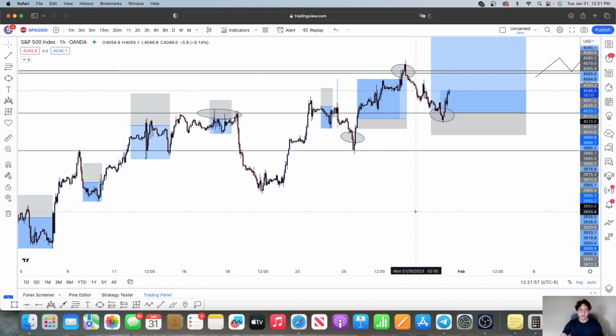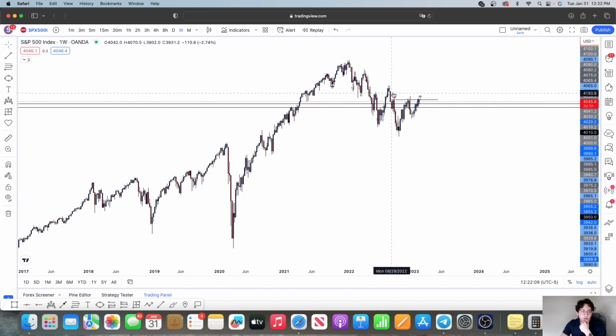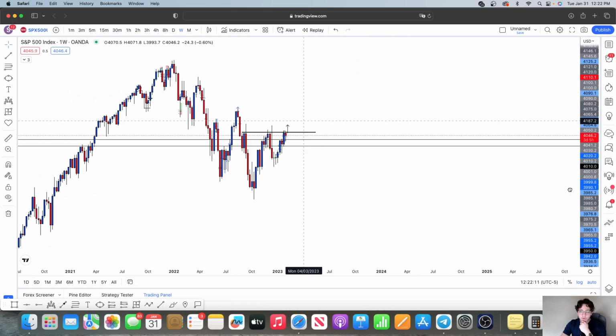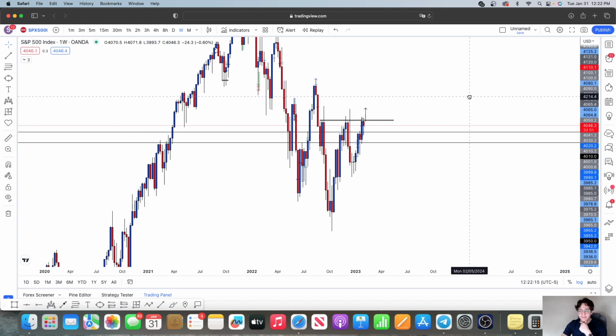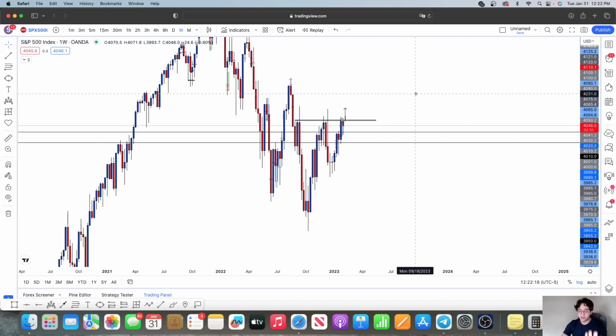So I'm gonna break it down to you guys exactly what I was looking for and why I took this trade. Alright, so let's start off first with SPX 500. So let me just go off the weekly time frame. Alright, so with SPX 500 off the weekly time frame, right, notice how obviously the market is in a bullish condition, creating higher highs and higher lows.